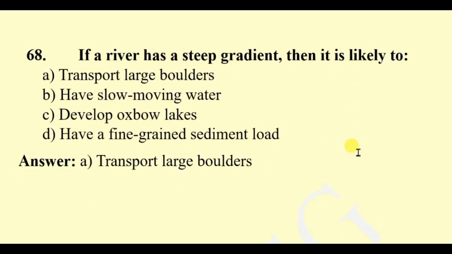Question 68. If a river has a steep gradient, then it is likely to transport large boulders, have slow moving waters, develop oxbow lakes, or have a fine grained sediment load. Here the right answer will be transport large boulders, because if the river has a steep gradient, the slope is more, and a higher slope means higher MGH, meaning potential energy. More potential energy means more transport capacity, and more transport of large grains, meaning boulders, etc.